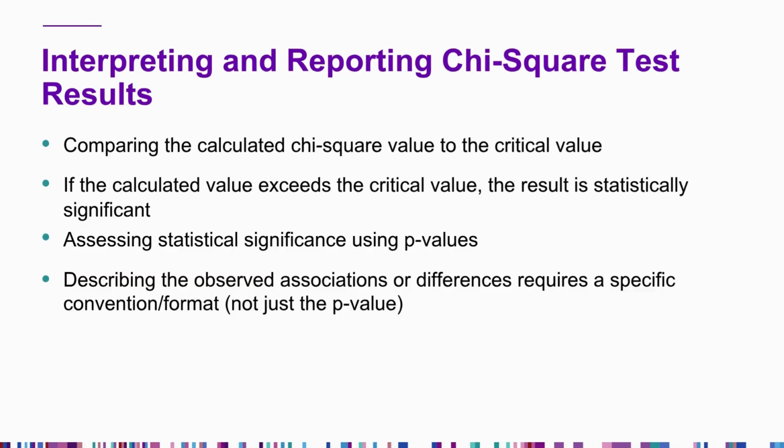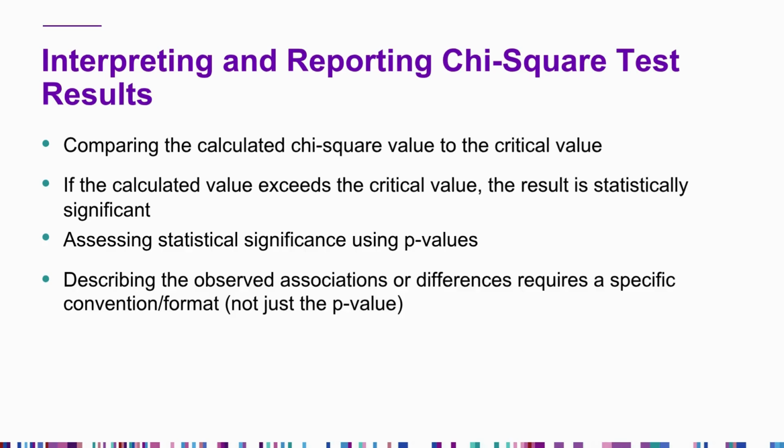Okay, now what is the chi-square calculation actually doing? Well, it is comparing the calculated chi-square value to the critical value and then providing us with a p-value that we can read to interpret significance. So if the calculated value exceeds the critical value, the result is statistically significant. A general threshold, like I just mentioned, for statistical significance is a p-value smaller than 0.05. And the smaller that p-value is, the less likely that the observation is due to chance.